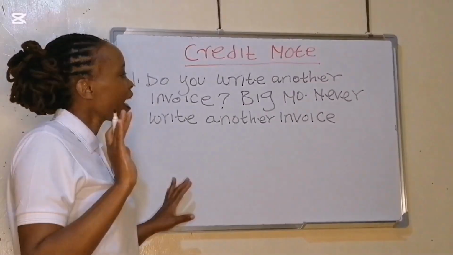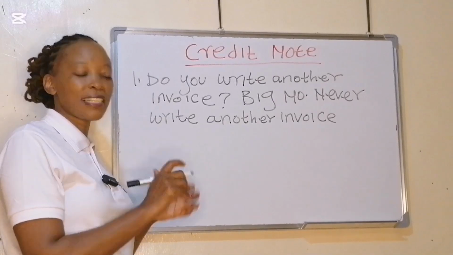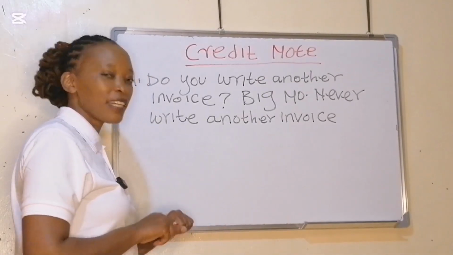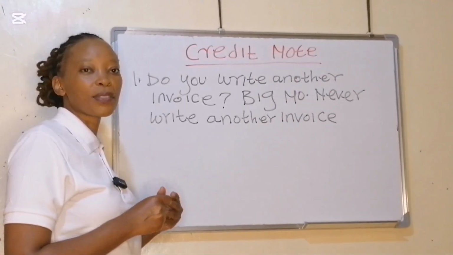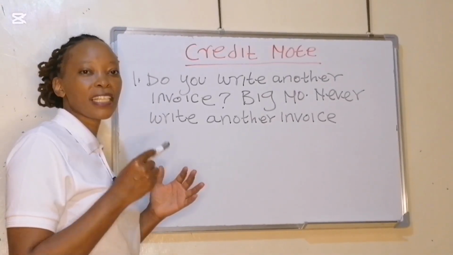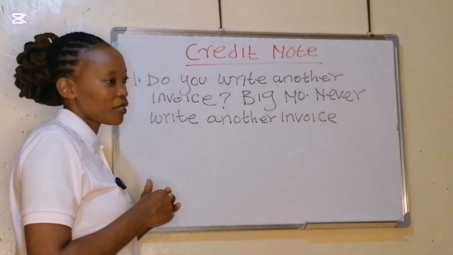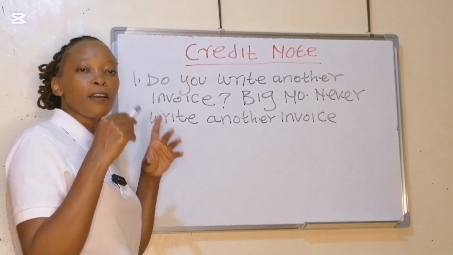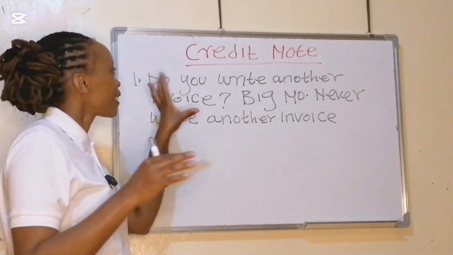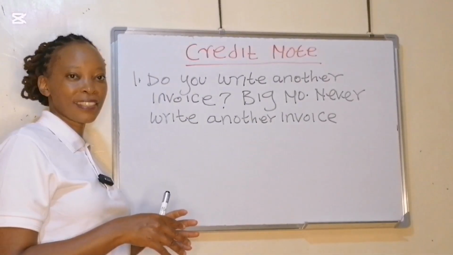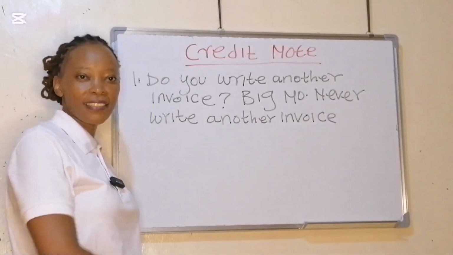How do you make these changes? The customer has returned goods worth 5,000, but at first you issued a tax invoice of 10,000. How do you make the invoice worth 5,000? How do you make changes in your financial records? That's where the credit note comes in. The credit note is the one that is going to do that adjustment.